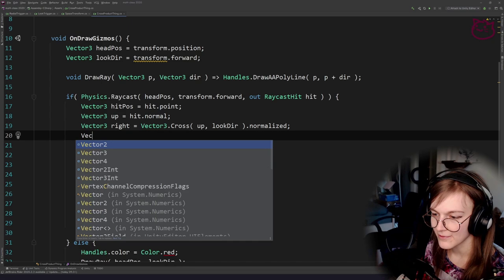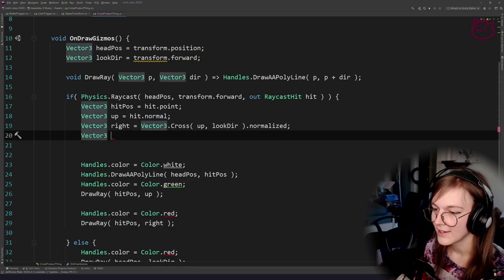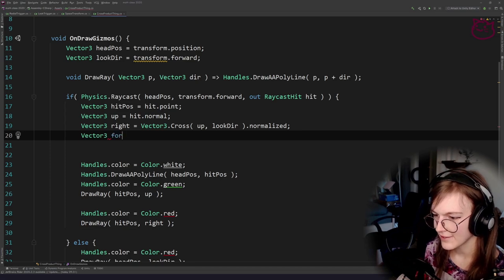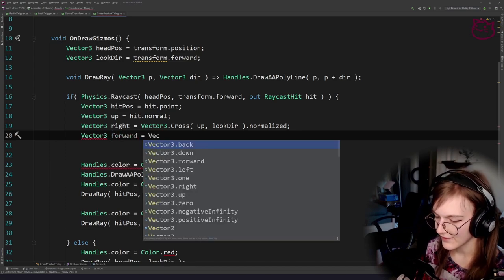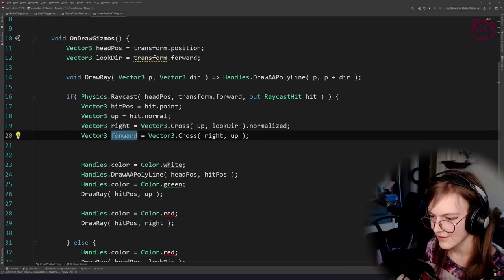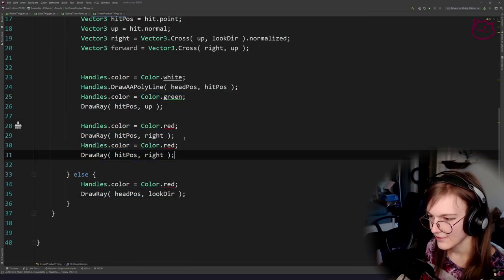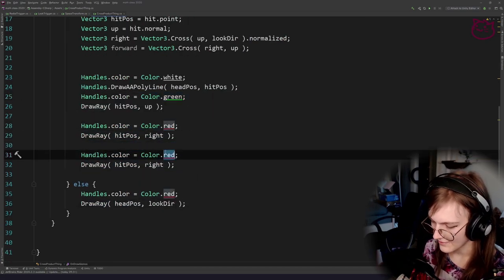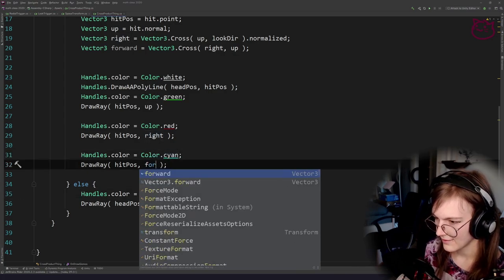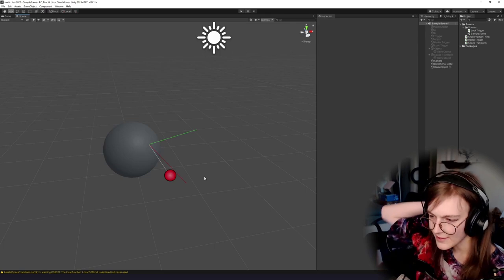And these two are normalized and orthogonal already, so we don't need to normalize the result of this cross product. So let's call this one forward, Vector3.Cross(right, up). And that gives us the forward vector, so let's draw the forward vector. So Color.cyan and forward. And let's go back to Unity.